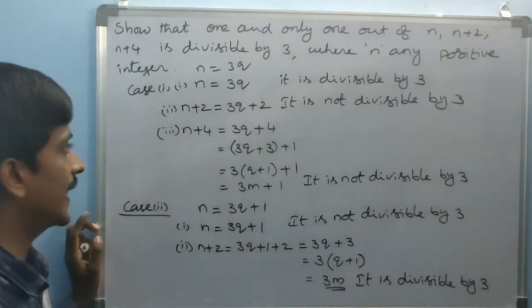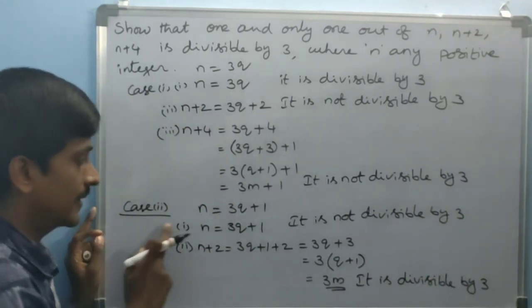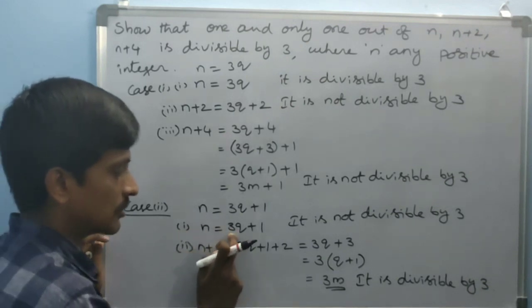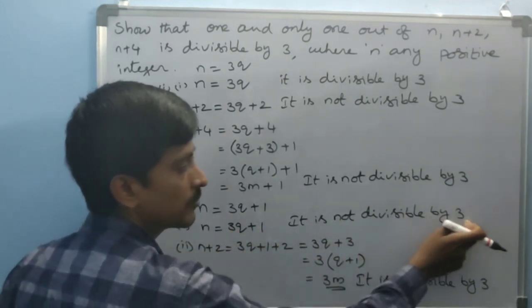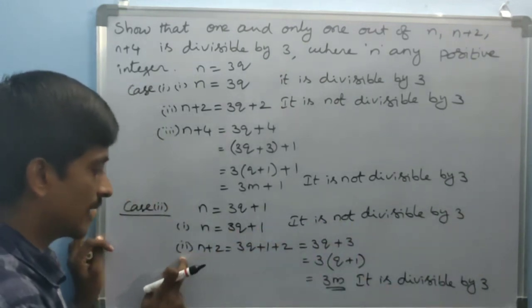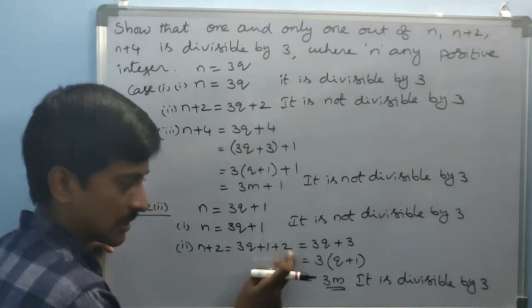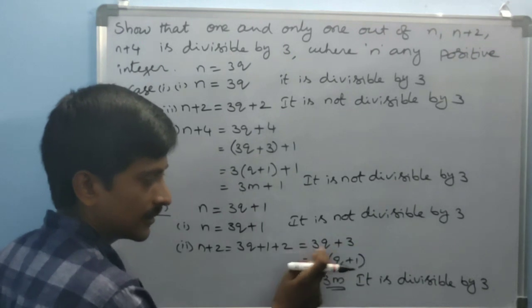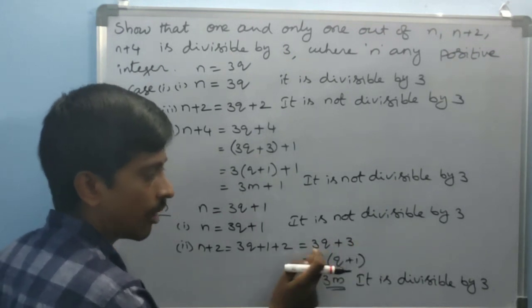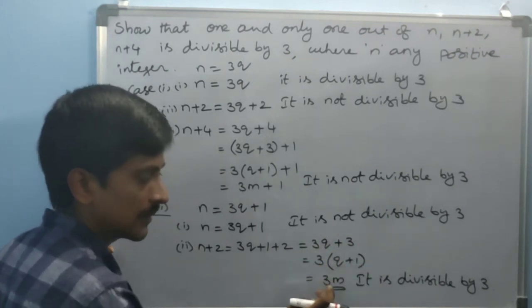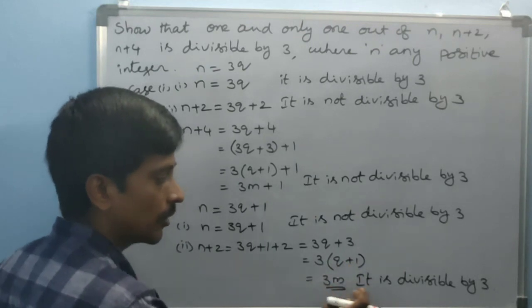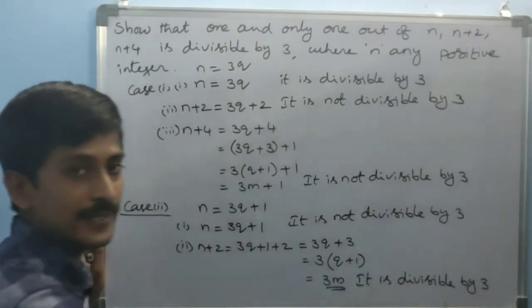So in the second case, the first one, n equals 3q plus 1, is not divisible by 3. The second one, n plus 2, is 3q plus 1 plus 2, which is 3q plus 3. Taking 3 common, 3 into (q plus 1), 3 into something, so it is divisible by 3.